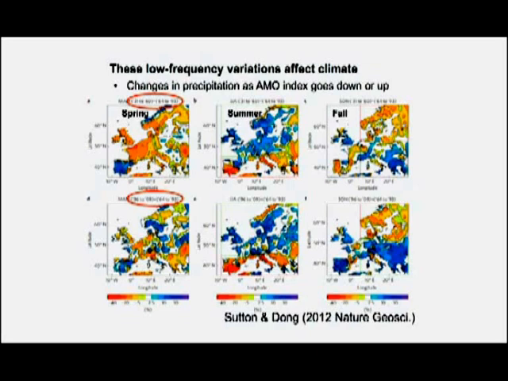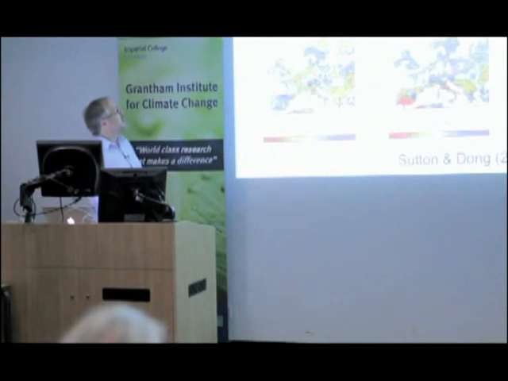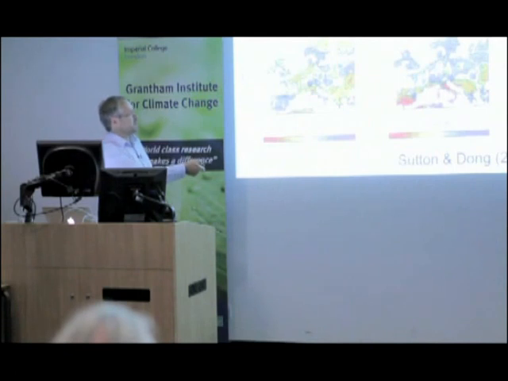And they pointed out that the Atlantic temperatures had been warm over the last 15 years, but over the previous 30 years had been cold. So this, for example, shows the difference between the last 15 years and the 30 before that for the spring, the summer, and the fall. You see it's wet here. This is precipitation, I should say.